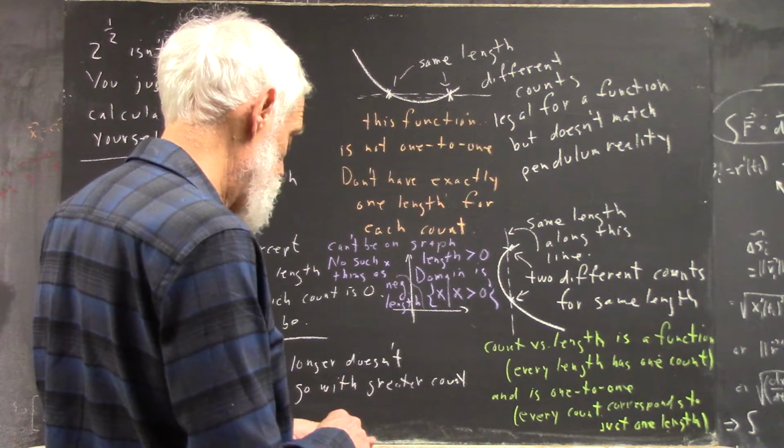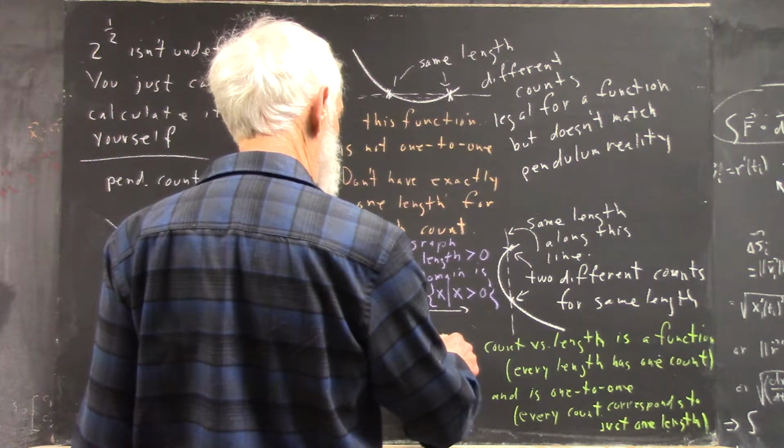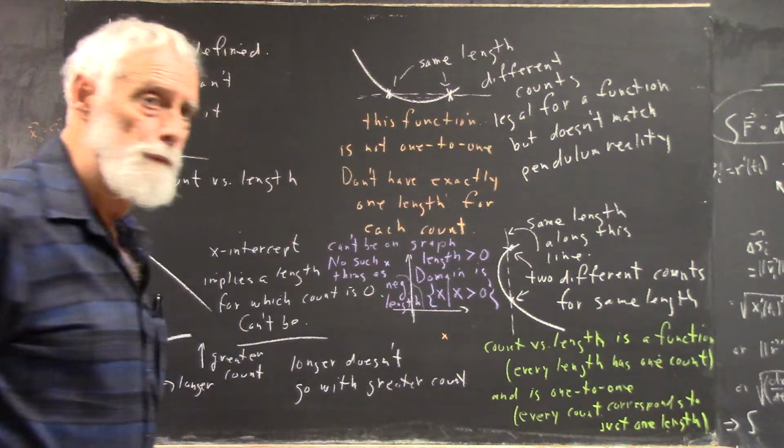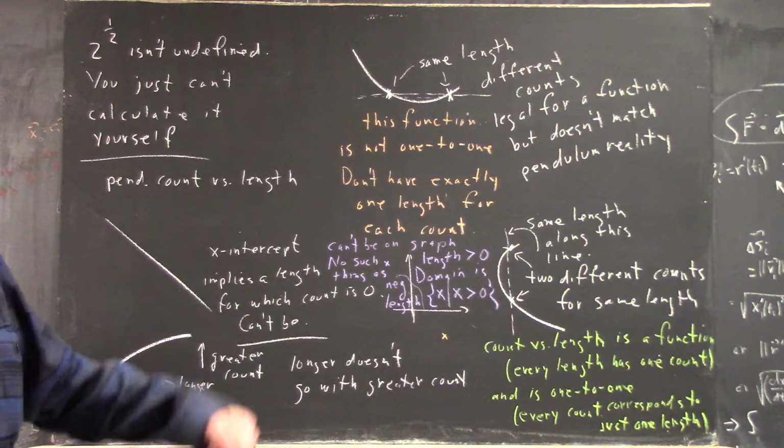Okay, another thing is, why can't it be here? Negative. Can't have a negative count. Counts start at 0, right?